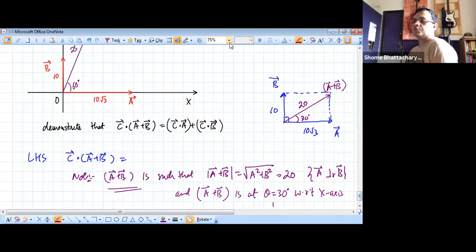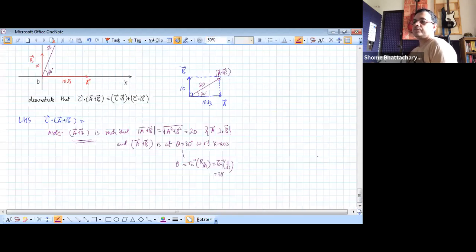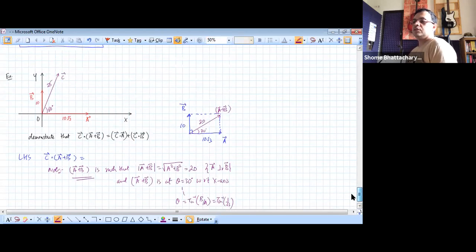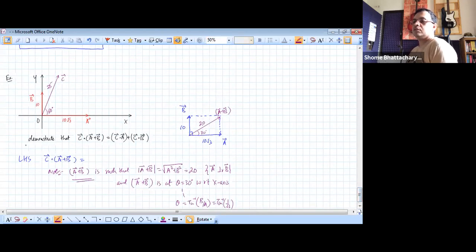So note down up to this point first, please. What I'm trying to do here is this question. We want to demonstrate this now. So we have to demonstrate it by separately calculating the left hand side and the right hand side, and showing that the left hand side is equal to the right hand side. So I'm calculating the left hand side, which is C dot A plus B. For that I'm first finding out what A plus B is. So A plus B is a vector like this. Next I will calculate the dot product of A plus B with C and find out numerically how much it is.